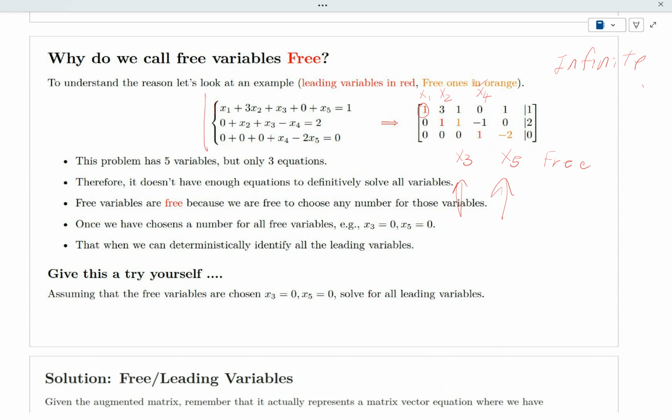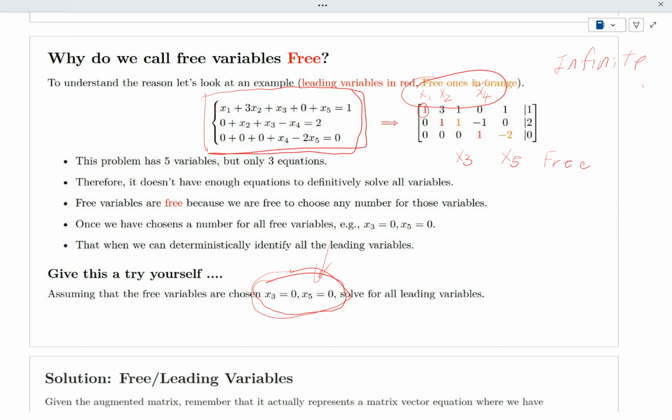So let's look at this here. Let's say that we know that x3 and x5 are free. If you pick some value, then we can solve for x1, x2, x4. So let's just pick some value. I'm going to pick x3 equals 0, and x5. Let's pick two of them.